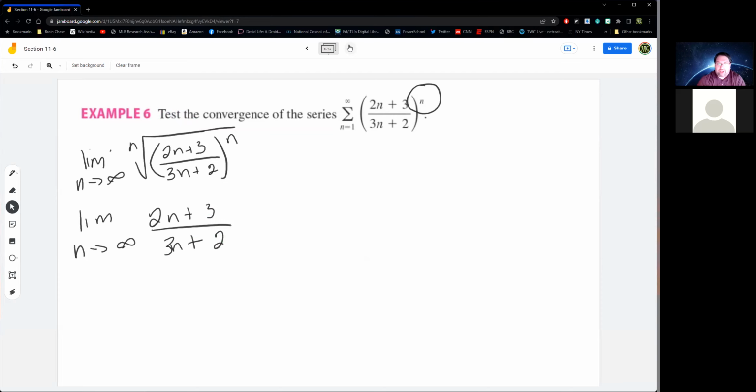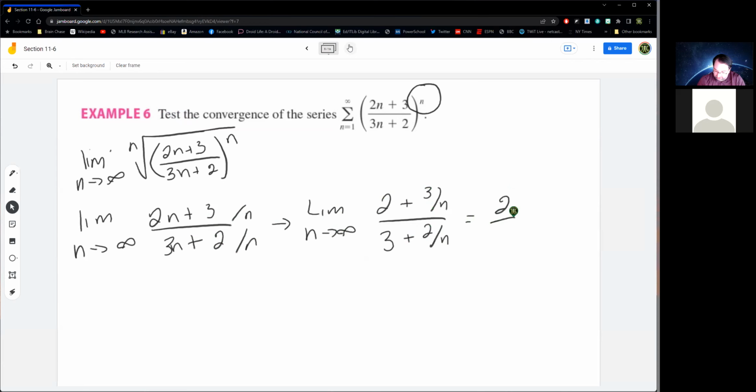We'll do the same trick that we used in the other problems by dividing the entire problem, the top and the bottom, by n. So we get 2 plus 3 over n, and 3 plus 2 over n. So this goes to 2/3, which is less than 1. So it's convergent.